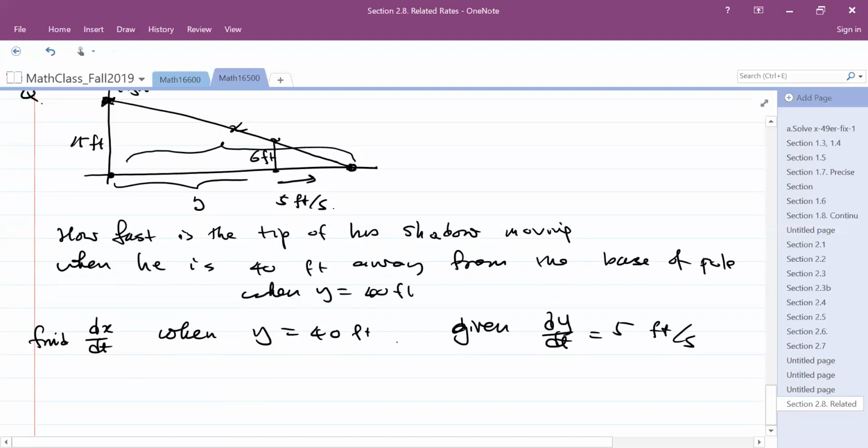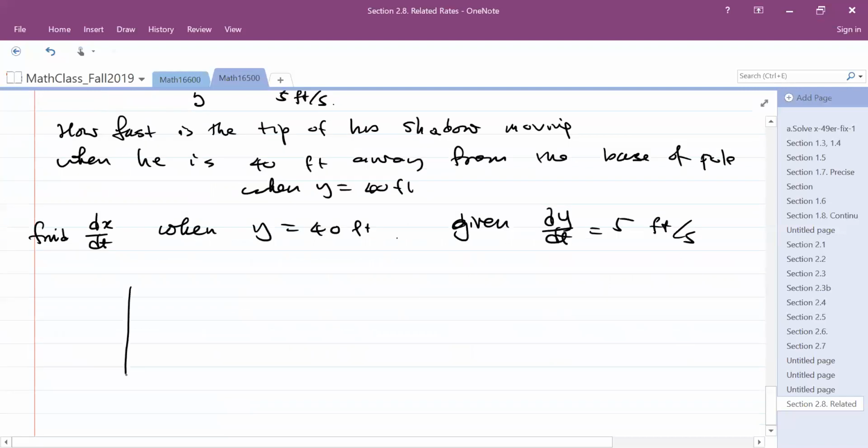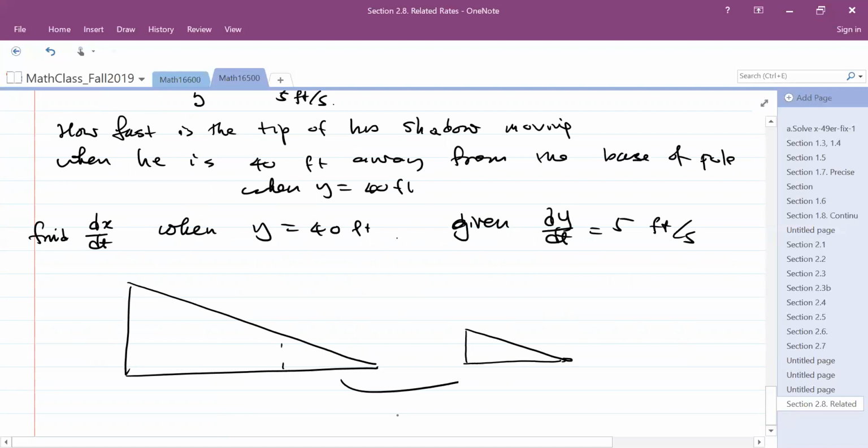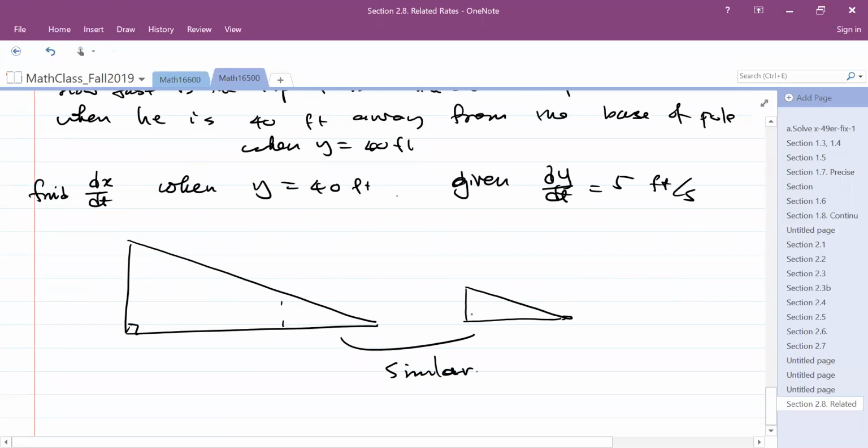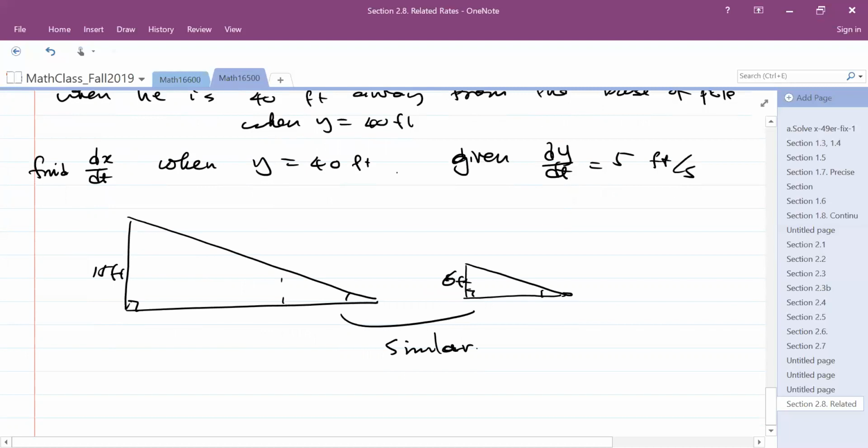You have to use similar triangles. Use this larger triangle, and with the small one put it here. Those two triangles are similar. Why are they similar? Because the corresponding angles are the same. This is a right angle, that's a right angle. Here is 6 feet, that's 15 feet. And this angle is exactly the same as this angle. Therefore, all the corresponding angles are equal.